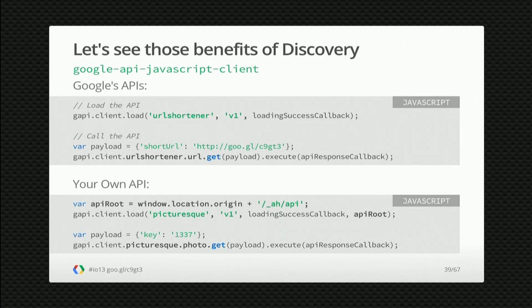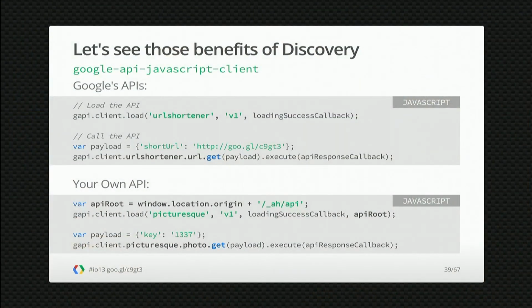And through the library, we just pass in our payload, and from there we get an object which has an execute method, and that execute method will take a callback, and that callback handles the response. It's very simple, and it's based on the discovery document for that API. So with Google Cloud Endpoints, this is already at our disposal.